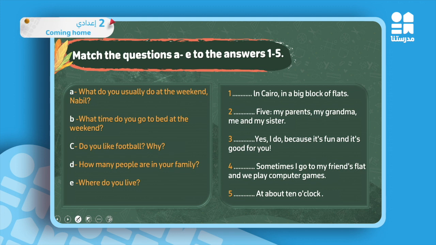عندنا جزئين, okay? A, B, C, D, or E, and from 1 to 5.